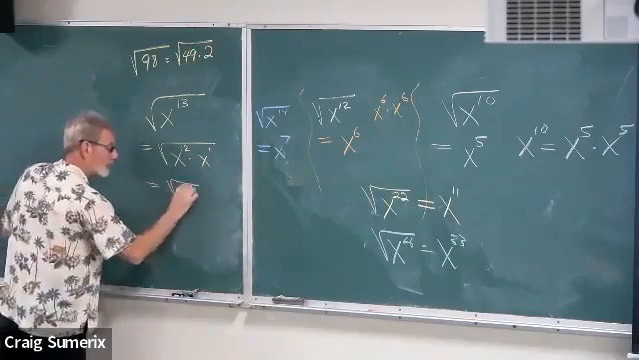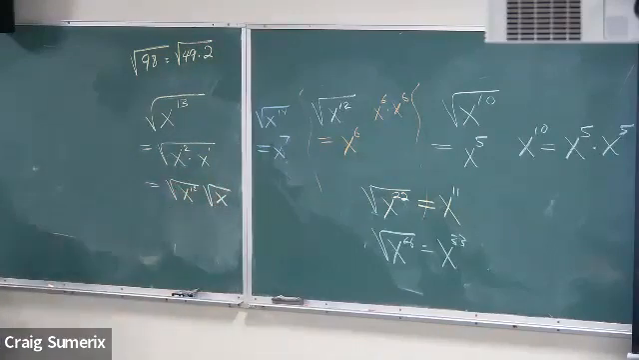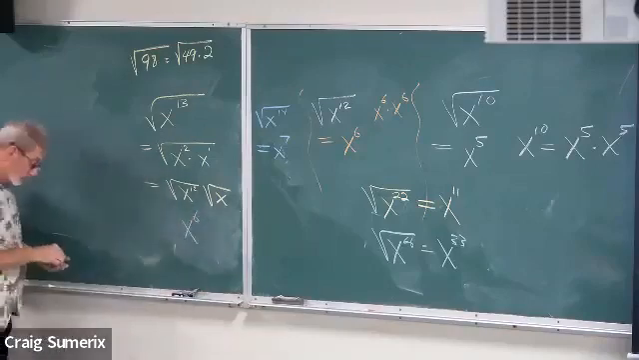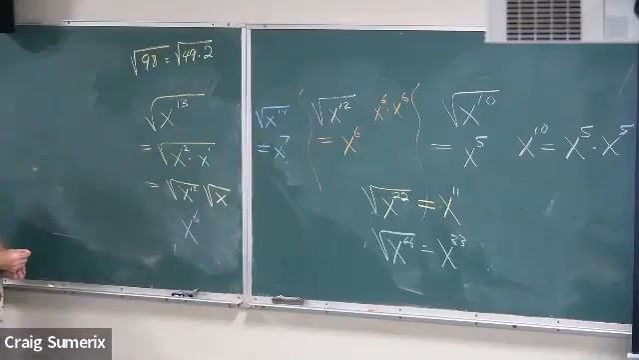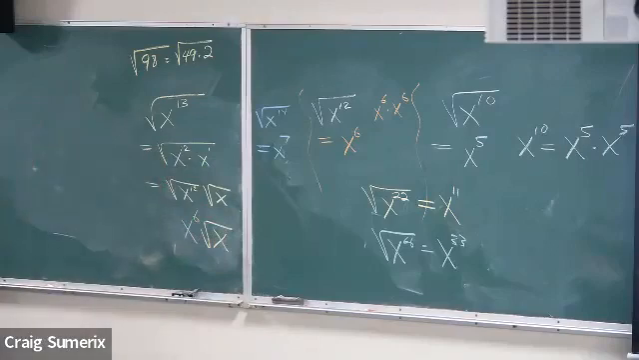Can you break down x to the 12th? Square root of x to the 12th would be x to the 6th. Square root of x is the square root of x. I don't know what x is, so how do you find the square root of something you don't know what it is?